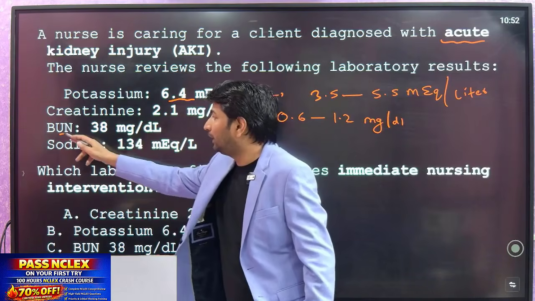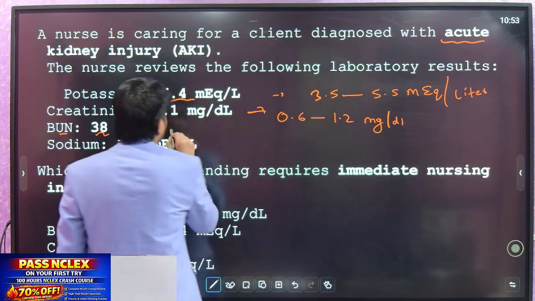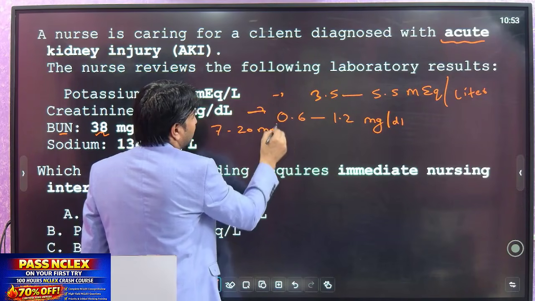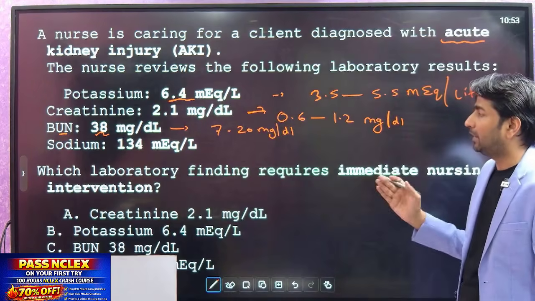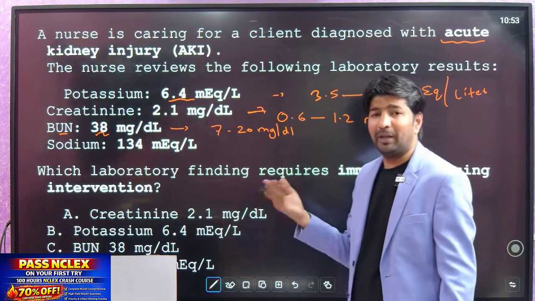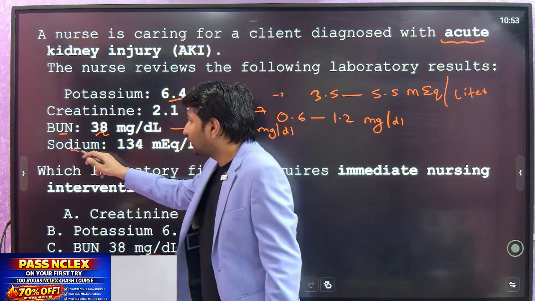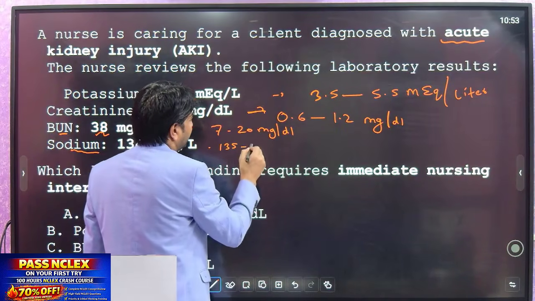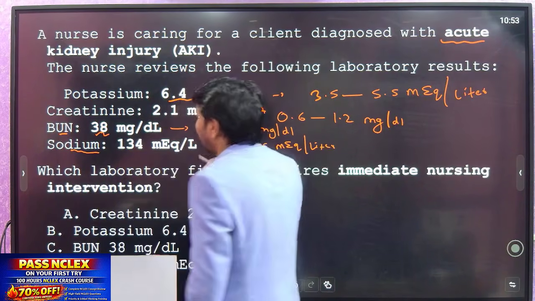The third lab value is BUN, 38. BUN means blood urea nitrogen, 38 milligrams per deciliter. Its normal range is 7 to 20 milligrams per deciliter. So this means that BUN is also elevated. And this elevated BUN indicates that the kidney has stopped working because BUN is also a metabolic waste that the kidney hasn't been able to excrete. The last lab report is sodium, 134 milliequivalents per liter. Now, the normal range for sodium is 135 to 145 milliequivalents per liter. This means there's hyponatremia here.